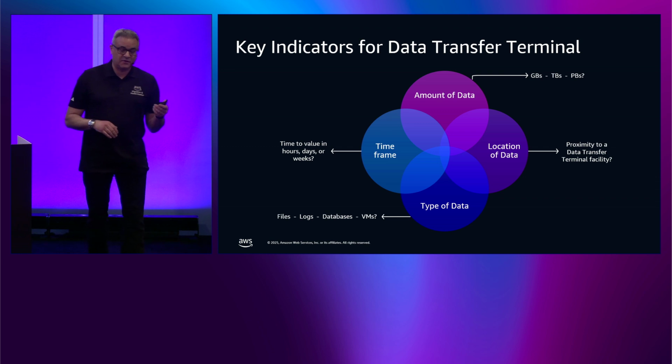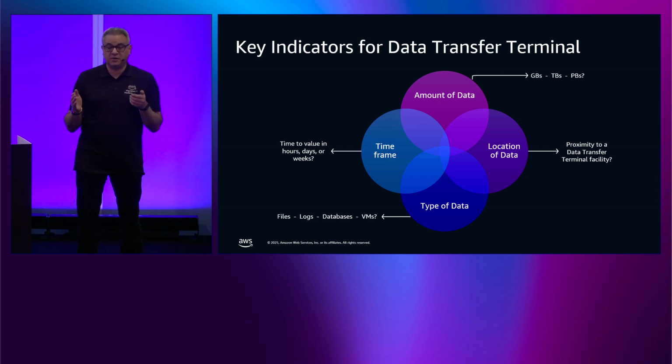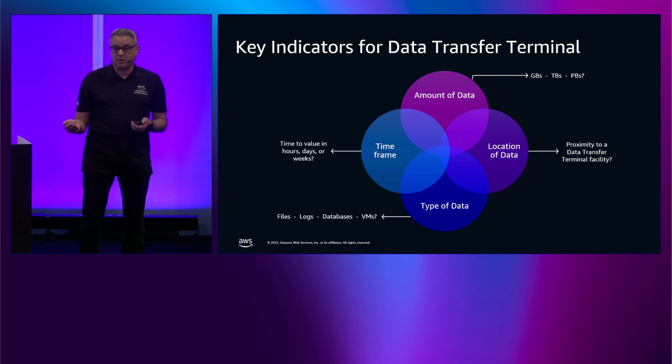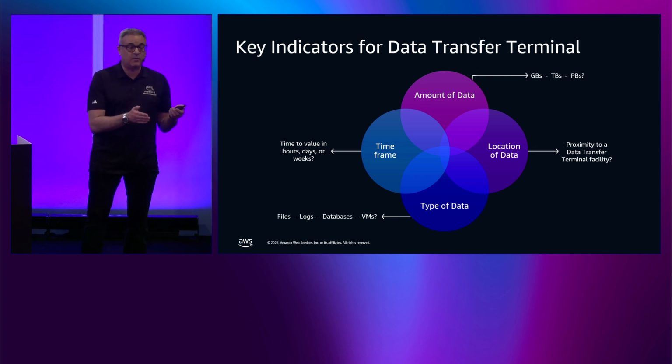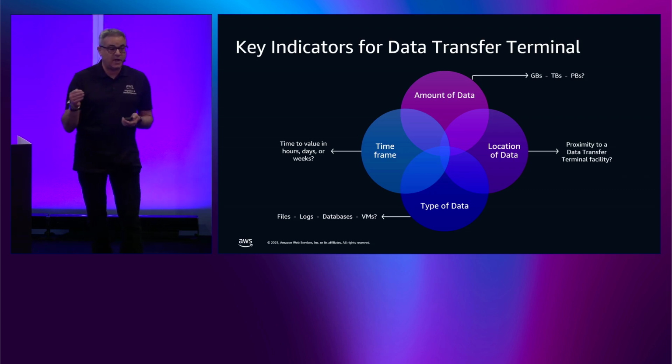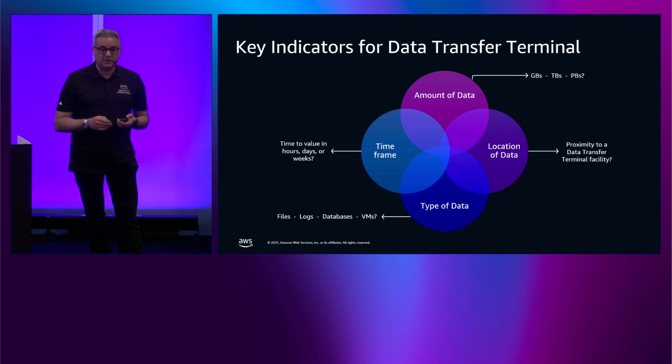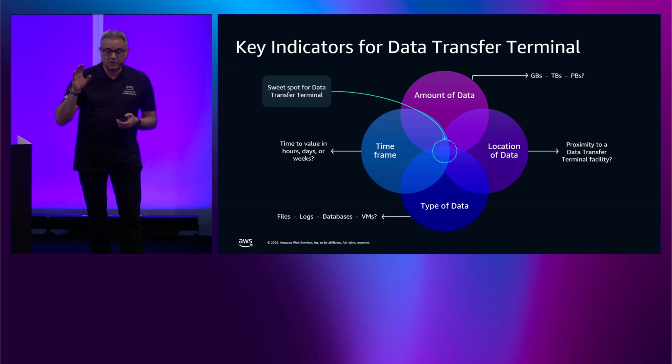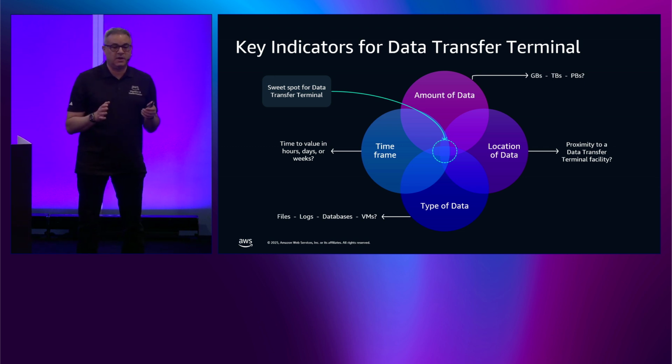Now the next factor to consider is time. How much time do you have to complete your migration? With some data, like log data, it may go stale in 24 hours, and you need to get into AWS immediately. Or there may be a compelling event, like a large or costly contract renewal, and you need to get your data out of your data center into AWS before that renewal hits, and you may not have sufficient bandwidth. Data Transfer Terminal can come to the rescue there. So when we look at everything together, the sweet spot is really going to be data that is in the hundreds of terabytes.